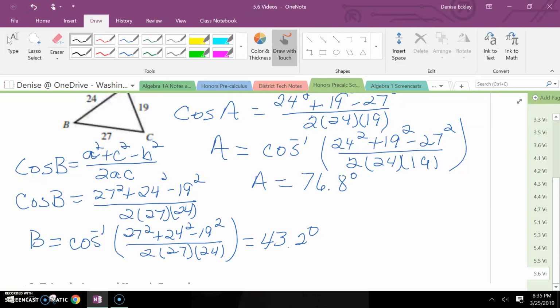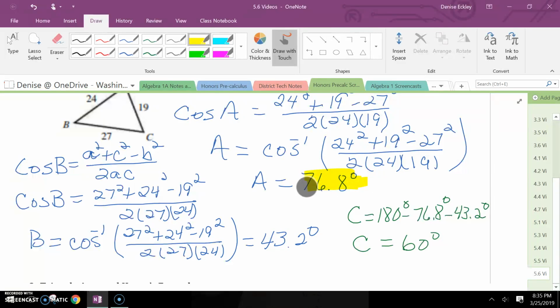And now what I can do is just subtract from 180 to get angle C. So it'll be 180 minus the 76.8 degrees minus the 43.2 degrees. And when I do that, I get angle C is 60 degrees. So here are my 3 angles, 76.8 degrees, 43.2, and 60 degrees.